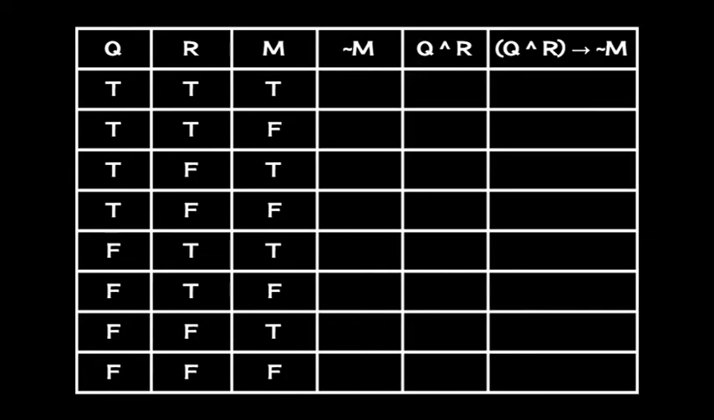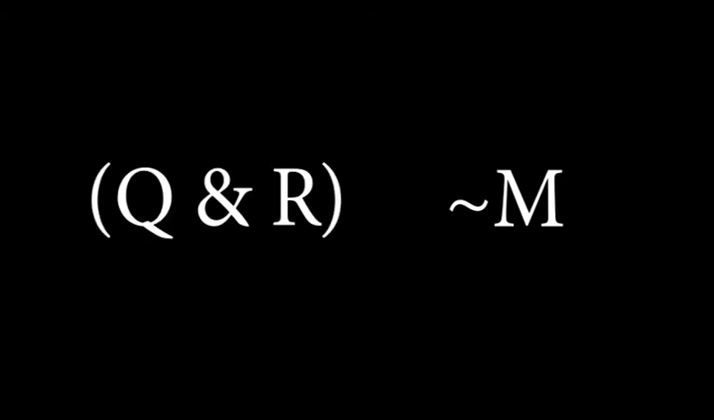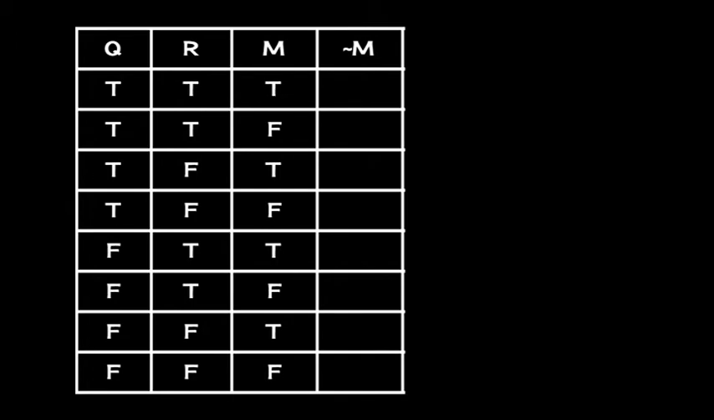Now we're going to need additional columns to make our formula, or we can use the same column. I'm going to show you both ways so you can decide which one is easier for you. You want to do the negative letters first, and then the parentheses, and then the negative parentheses. So let's make a new column for negative M. Negative M is going to be the exact opposite of column M. False, true, false, true, false, true, false, true.